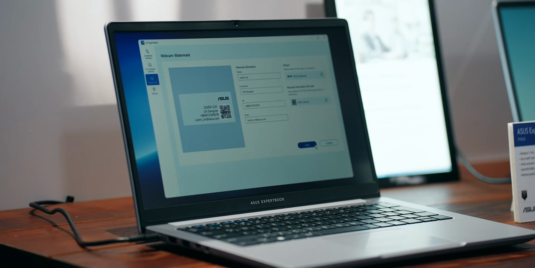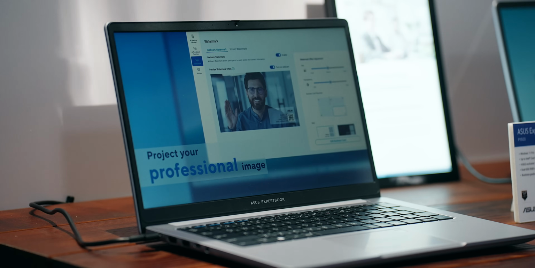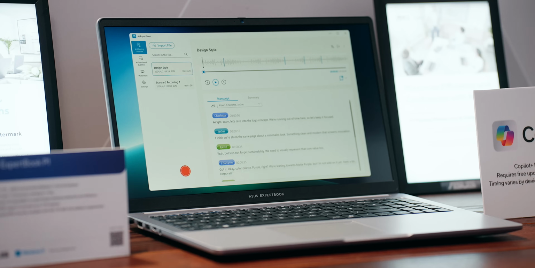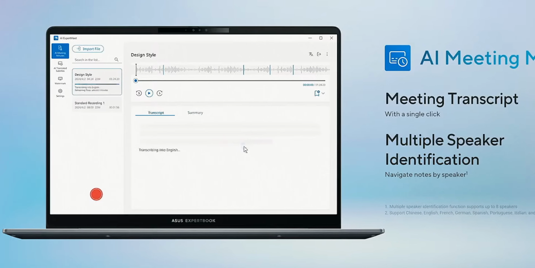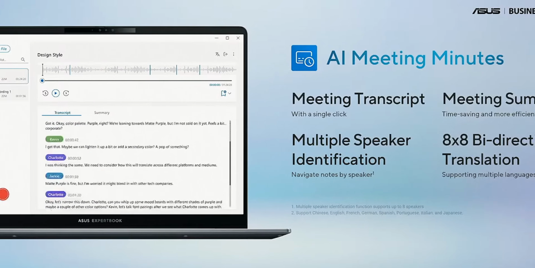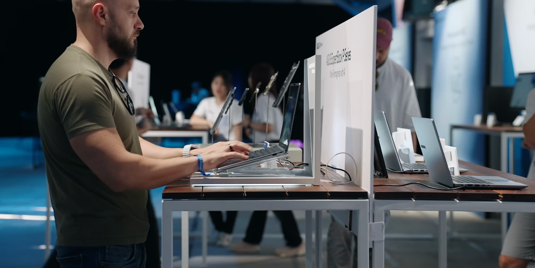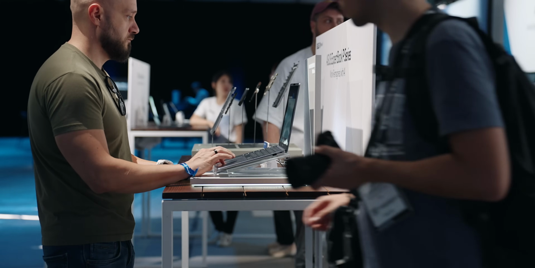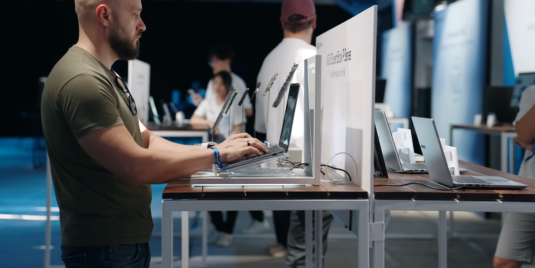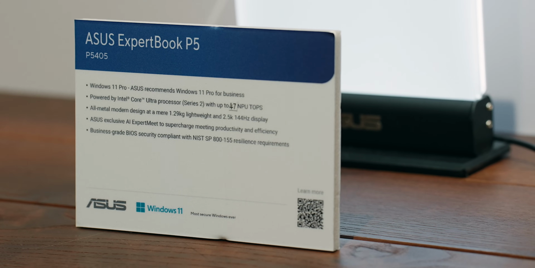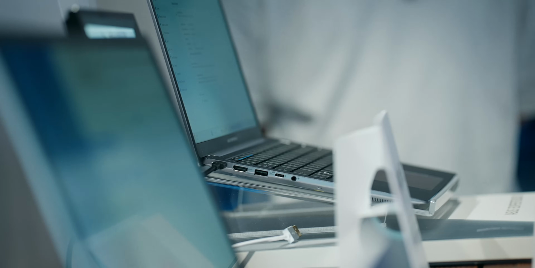That's right. AI Expert Meet is a bundle of tools that is only available on the P Series of laptops, which will allow users to record, summarize, and even translate meetings, which all happens on device. So, no subscription to worry about, and I think the best way that I can describe the P Series of ASUS laptops, which again feature the Intel Core Ultra Series 2 processors, is versatility.